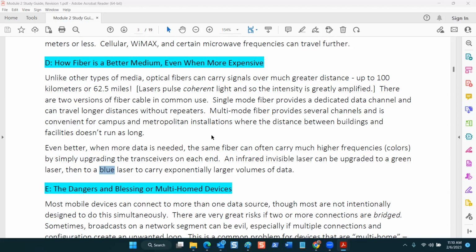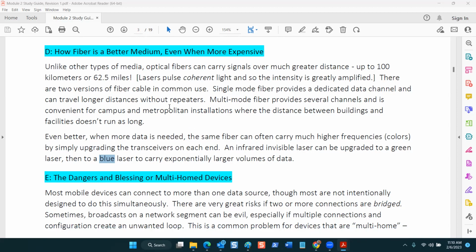So we're just going to check the dipstick to make sure that people have spent some quality time memorizing the order of those visible colors, because when a laser in fiber optics changes to a higher frequency level, the amount of data that can be carried by that fiber is greatly increased.